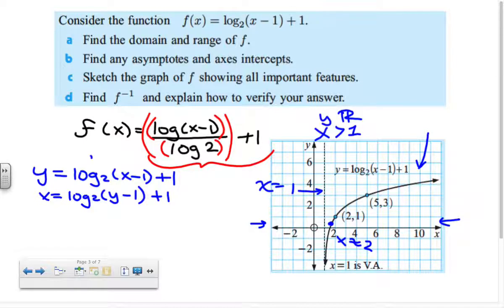This is probably one of the hardest things I've asked you to do all year. I have to look at how I want to approach this. I apologize, this is a very hard concept. We want to solve for y, so we want to get that y out of the log itself. Let's subtract 1 on both sides: x minus 1 equals log base 2 of (y minus 1).